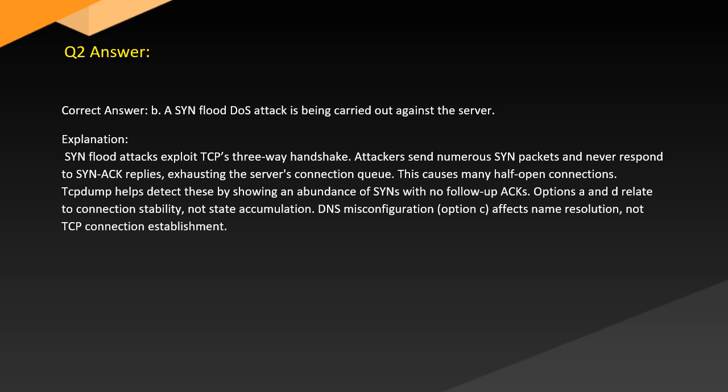Explanation. SYN flood attacks exploit TCP's three-way handshake. Attackers send numerous SYN packets and never respond to SYN-ACK replies, exhausting the server's connection queue. This causes many half-open connections. tcpdump helps detect these by showing an abundance of SYNs with no follow-up ACKs. Options A and D relate to connection stability, not state accumulation. DNS misconfiguration, option C, affects name resolution, not TCP connection establishment.